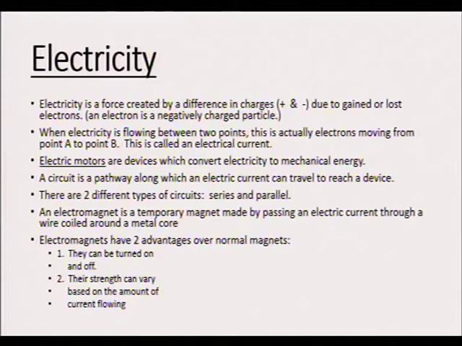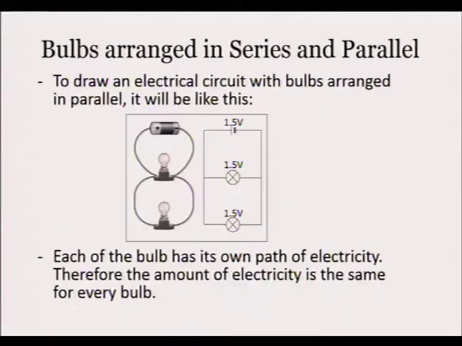Let's discuss quickly the electromagnetics. Electromagnets have two advantages over normal magnets. They can be turned on and off. Their strength can be changed based on the amount of the current that is flowing. That is the goodness of using electromagnets. That's why they are used in most electric devices like electric motors.